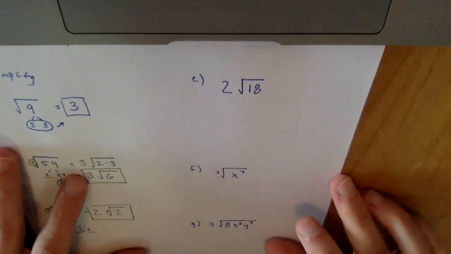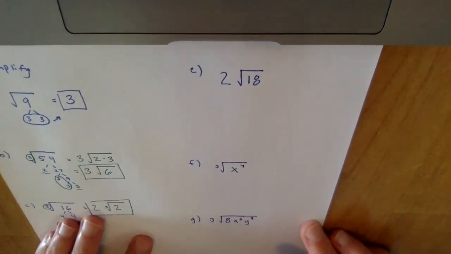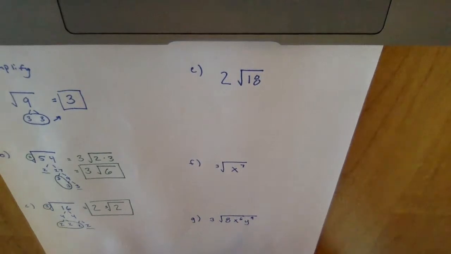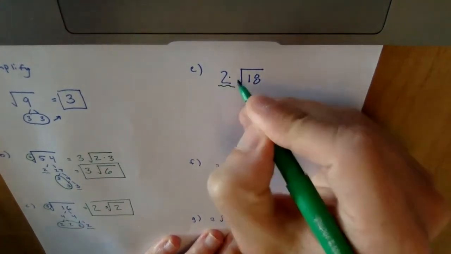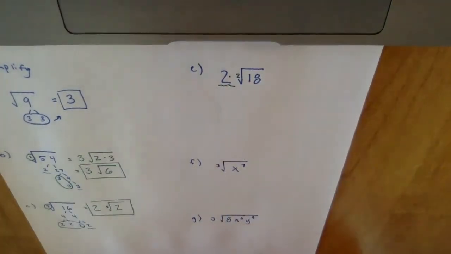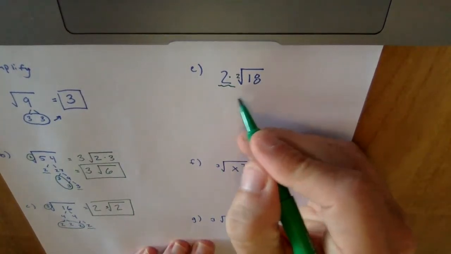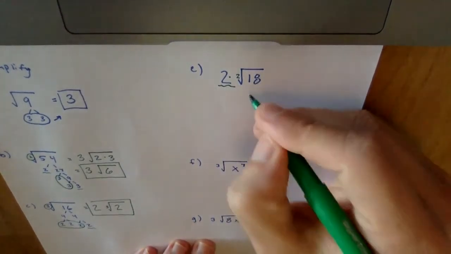Keep going to letter E here. Okay, notice this one has a big 2, the regular number 2 on the outside, times the square root of 18. And remember, this one has a little miniature 2 there telling us that we're looking for pairs. So basically how this works is anything that moves out, we're going to multiply it by 2.